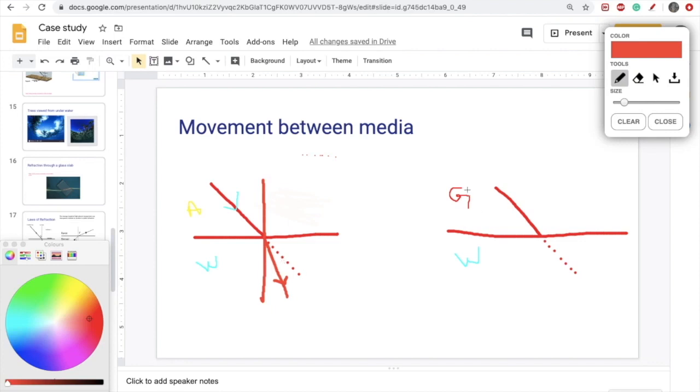When it is traveling from denser to rarer, between glass and water, what is rarer, what is denser? Glass is denser, because clear water is more transparent than glass. Here also let me draw the normal.